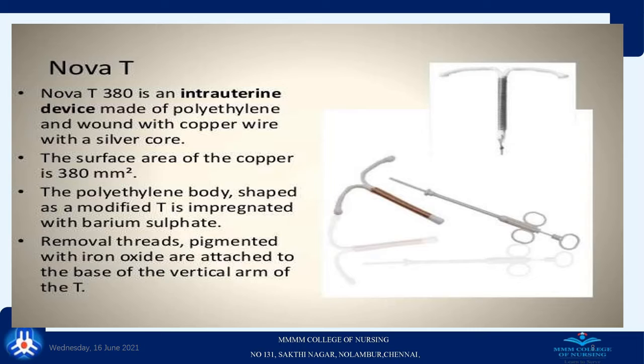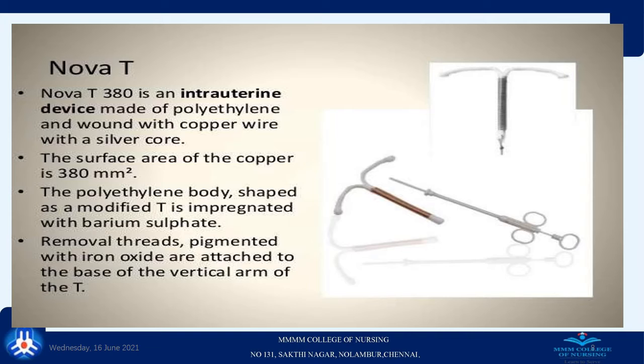So next one is Nova T. This Nova T380 is an intrauterine device made of polyethylene and wound with copper wire with a silver core. It is made up of polyethylene wound with a copper wire with a silver core. The surface area of the copper is 380 millimeter square.